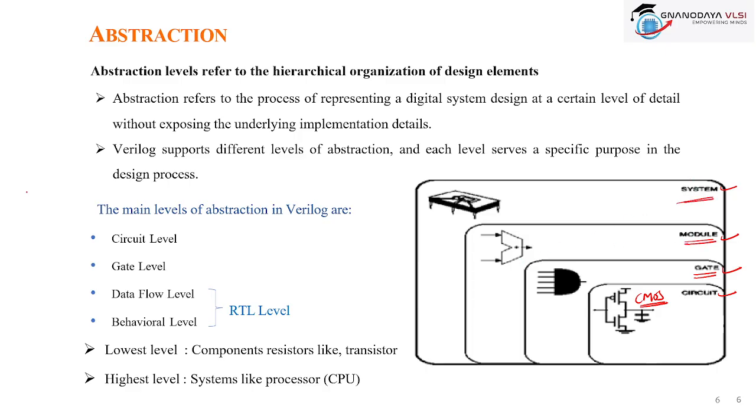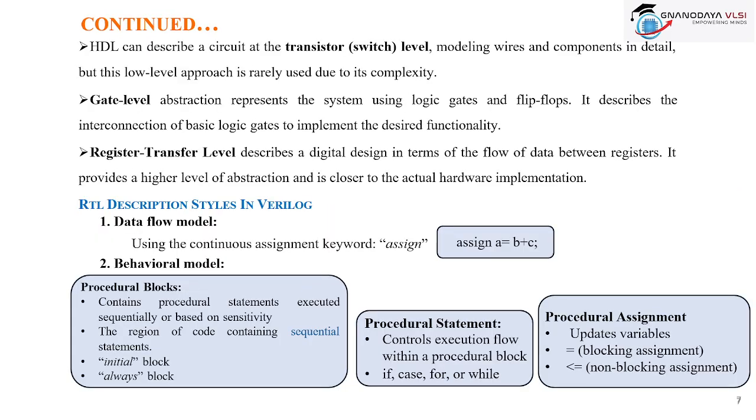So there are types of abstraction: circuit level abstraction, gate level abstraction, data flow, and behavior. This we call the RTL level. Transistor level is nothing but switch level modeling. We write the code for the transistor level, that is switch level modeling. Gate level modeling means we represent in terms of logic gates or flip flops.